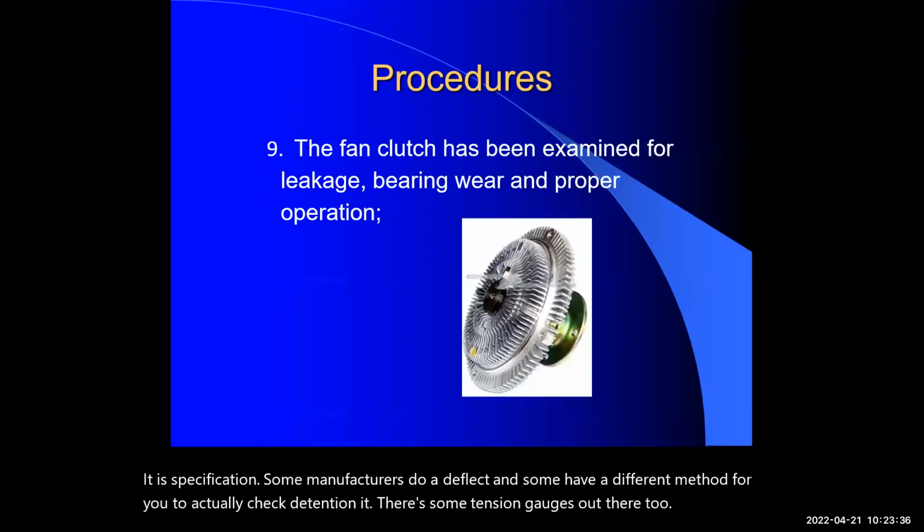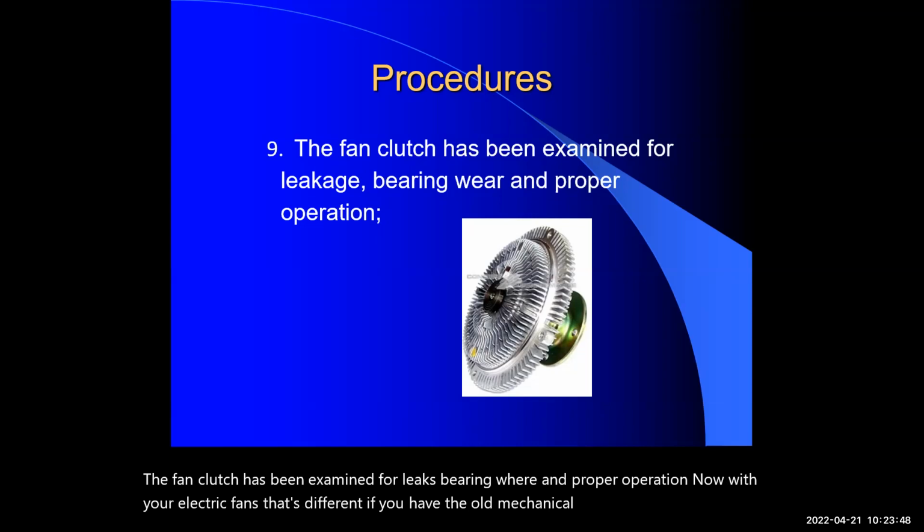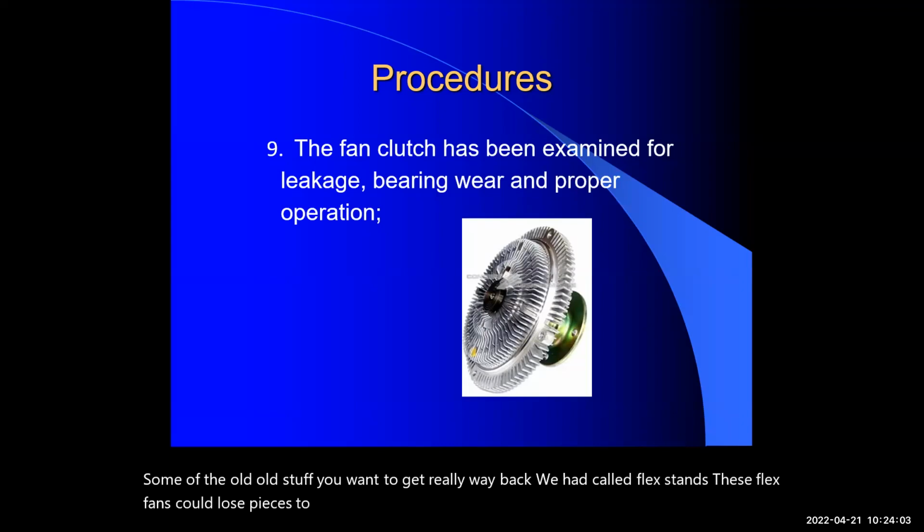The fan clutch has been examined for leaks, bearing wear, and proper operation. Now, with your electric fans, that's different. If you have the old mechanical type fans, you want to get really way back. We had what they called flex fans. These flex fans could lose pieces to them. You have the old clutch fans that have a viscous fluid in them, and sometimes they leak the fluid out.